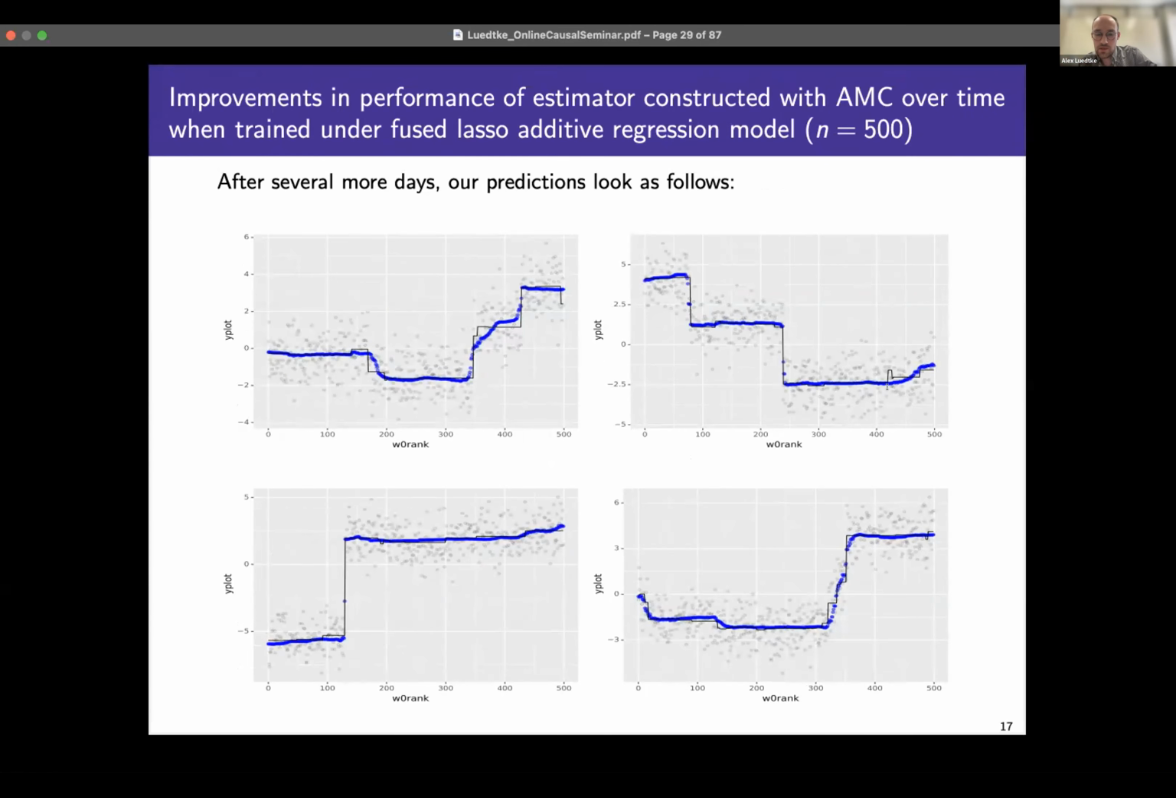And then after a few more days, we end up with an estimator that, when there's a large jump in the regression function, for example, we can pick it up fairly easily. We miss on a single point here, but overall, we're doing a very good job. Remember, we started at nothing. We started at absolutely no knowledge, just always return 0, and we end up with a competitive regression estimator. And actually, we show in simulations, we outperform the fused lasso additive model regression estimator from the original paper.